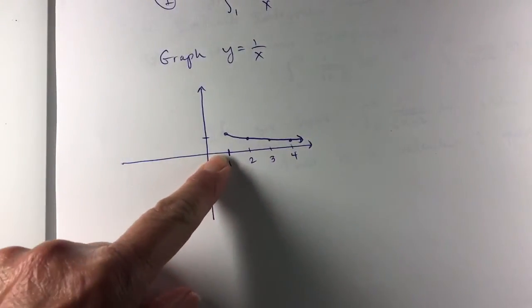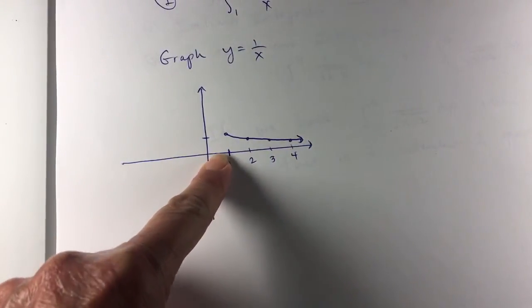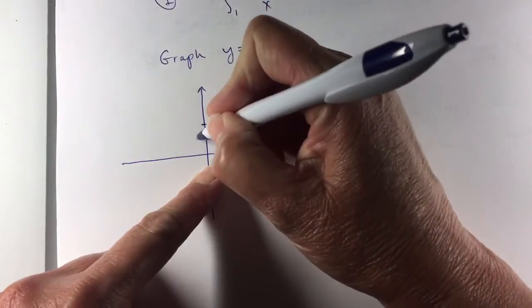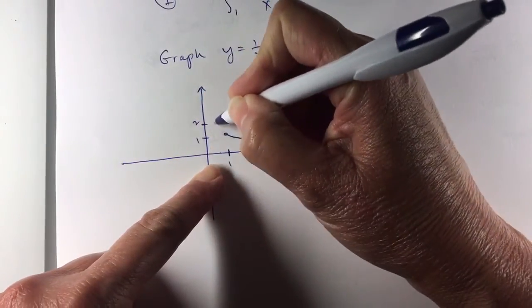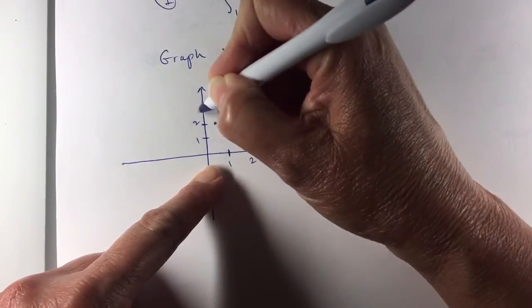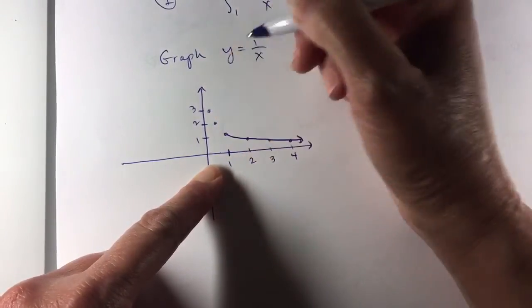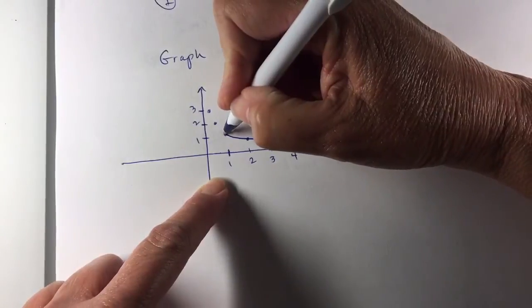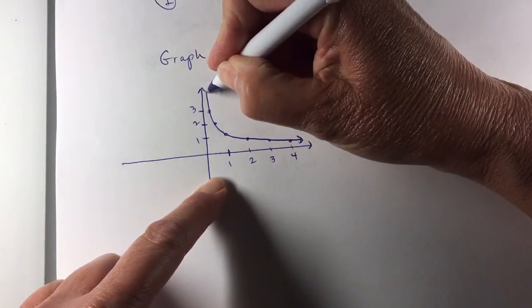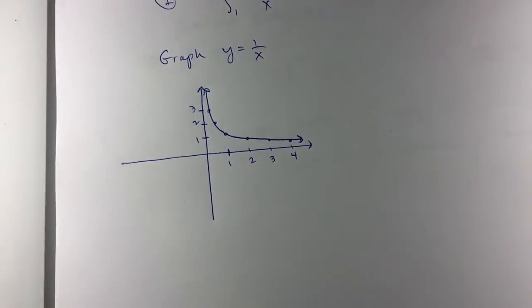What if I plug in 1/2? I'll get 2. So 1/2 gives me 2. 1/3 gives me the reciprocal of 1/3, which is 3. And so there is a vertical asymptote, which is the y-axis. What else do I have?